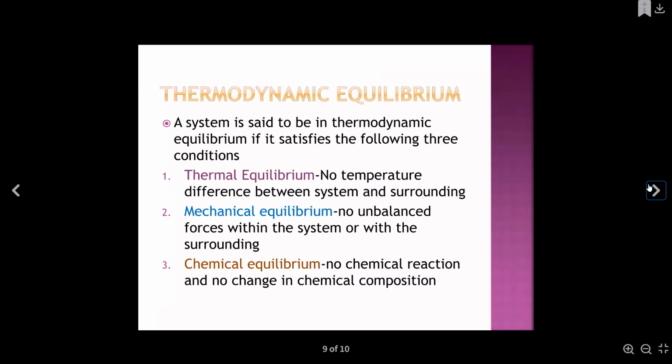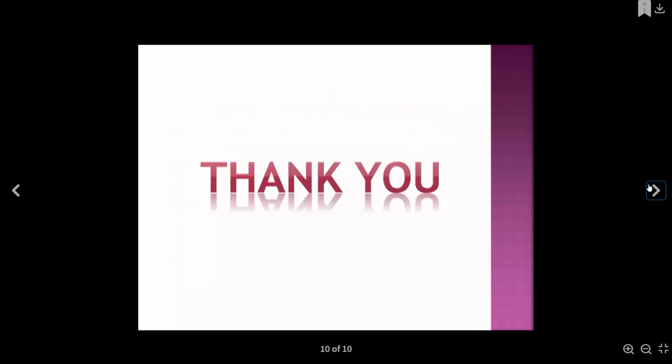Then mechanical equilibrium: no unbalanced forces between the system and the surroundings. It means that the forces between the system and the surroundings are equal. Then the next is chemical equilibrium: no chemical reaction and no change in chemical composition. So that is what you call thermodynamic equilibrium. For a system to be in thermodynamic equilibrium, thermal equilibrium, mechanical equilibrium, and chemical equilibrium must be the same between the system and the surroundings. So, thank you. These are some basic information on some thermodynamic parameters.